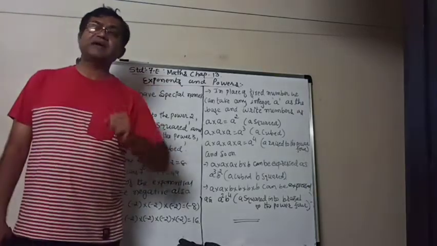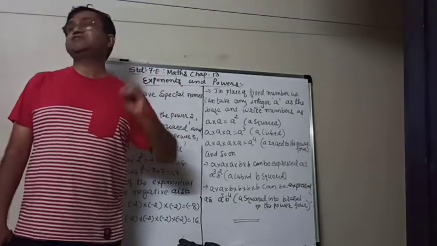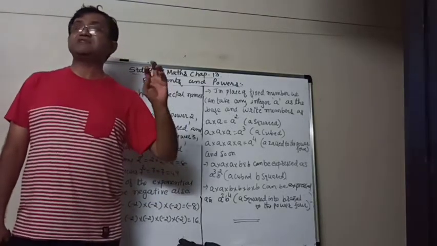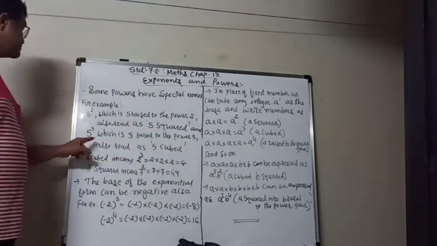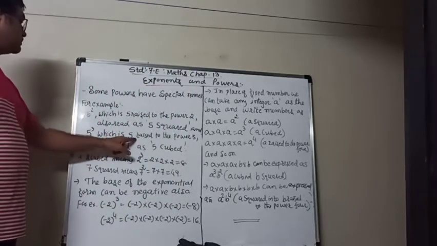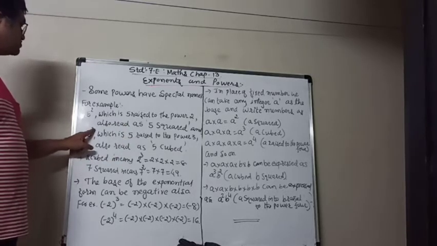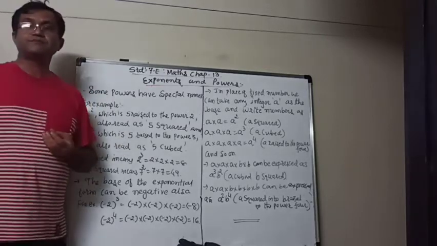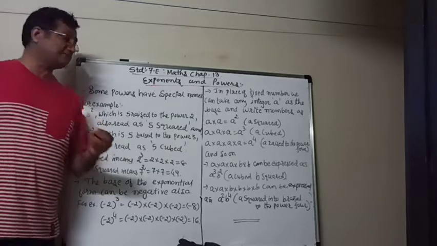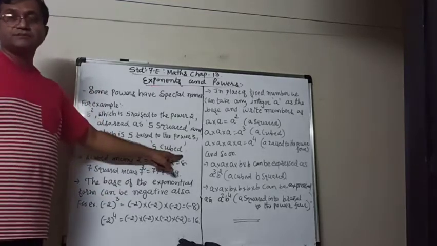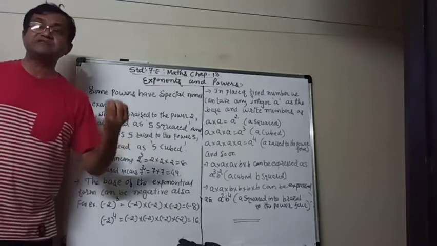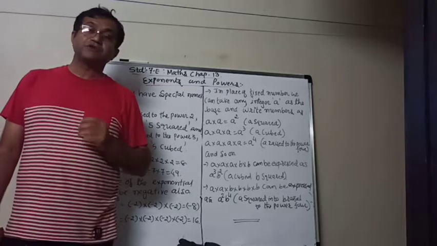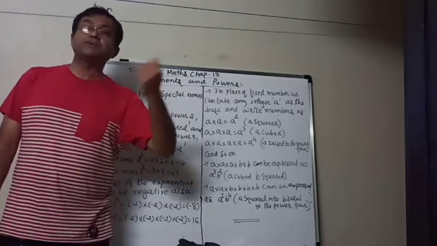Similarly, the other power is power 3. Power 3 also has a special name, that is cubed. Look here. 5 raised to 3. We read it as 5 raised to the power 3, or the third power of 5. But that can be read as 5 cubed. Similarly, if it is 2 raised to the power 3, then what can you read it as? You can also read it as 2 cubed.